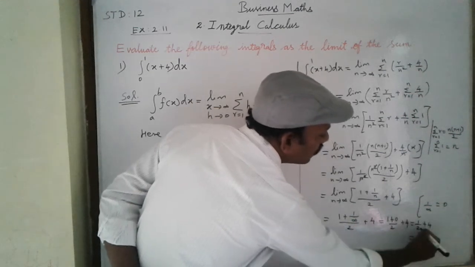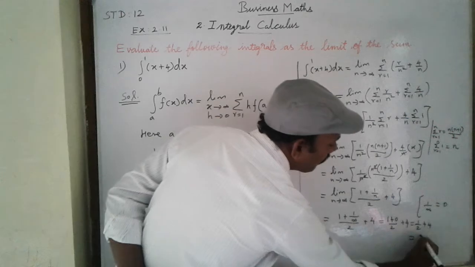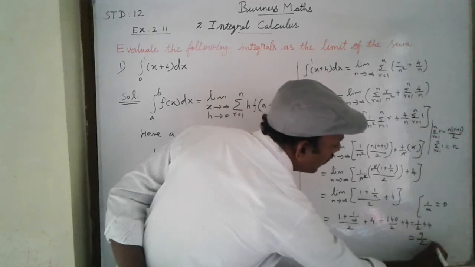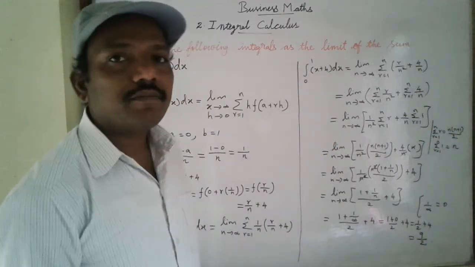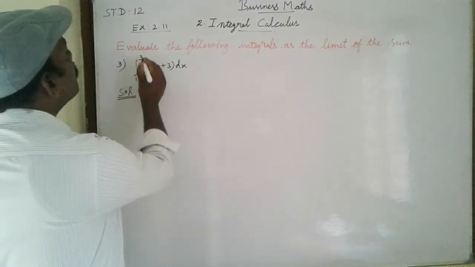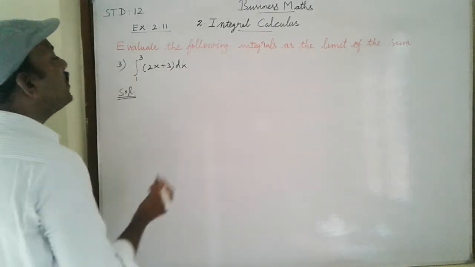Its value is 2 4s are 8, 8 plus 1 is 9. So 9 divided by 2. That's all. Third sum: interval 1 to 3, 2x plus 3 into dx.